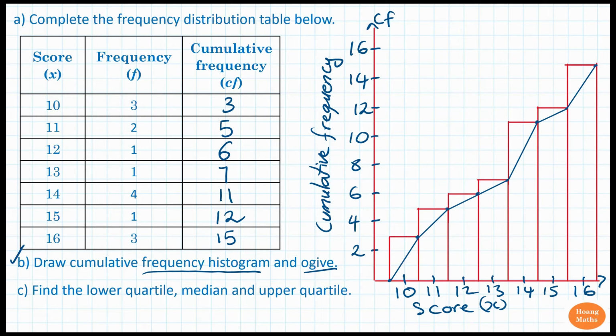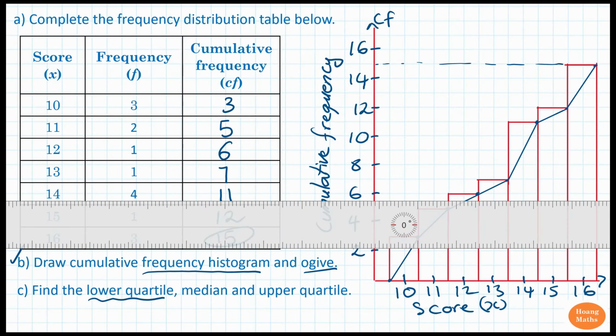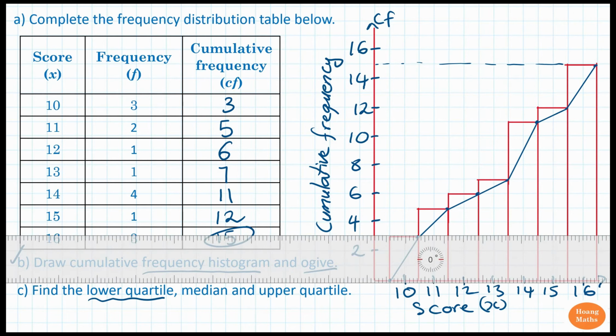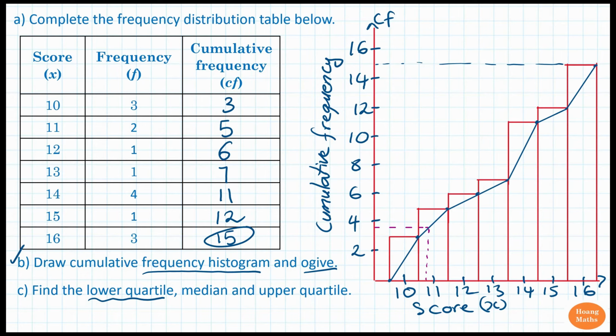Now we can use the ogive to find out the lower quartile. To work out a quarter of 15, you just go 15 divided by 4, which is 3.75. So roughly this is 3 here and 3.5, halfway, 3.75 we add a little bit more, which is this. And then you can just go down. So that is 11. Lower quartile can be written as Q1. So Q1 is equal to 11.